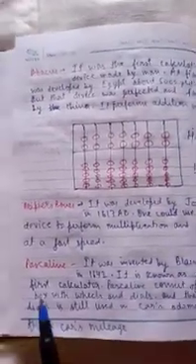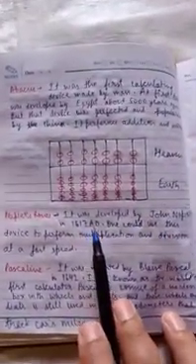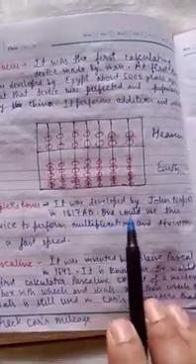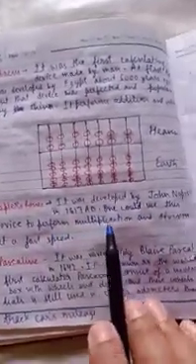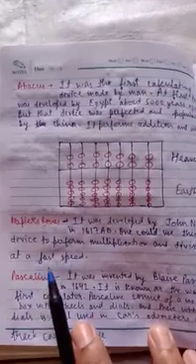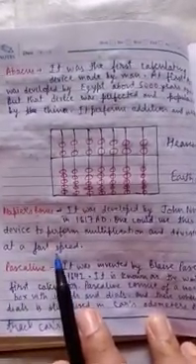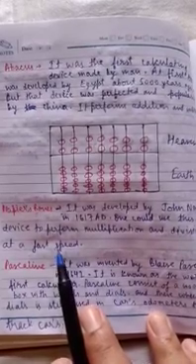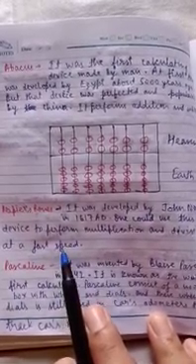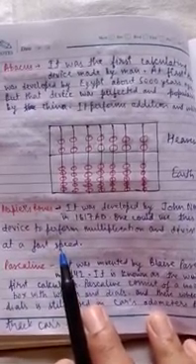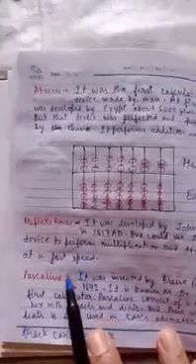Next is Napier bones. It was developed by John Napier in the year 1617 AD. One could use this device to perform multiplication and division at fast speed. In this there are sticks having numbers marked on them in a special way, and we can use it to perform multiplication and division at very fast speed.